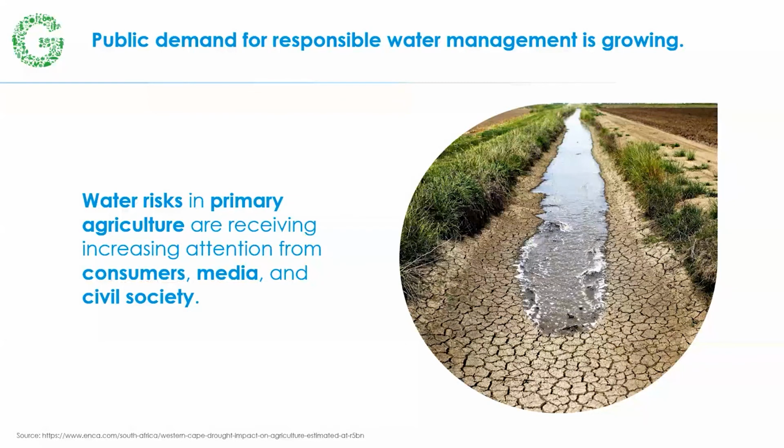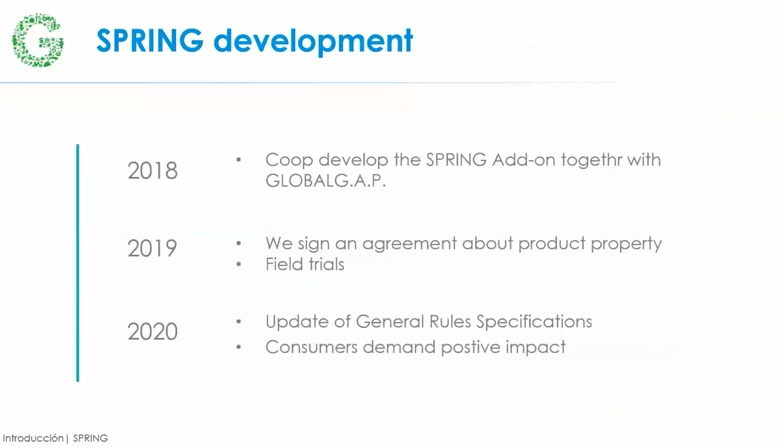That's why we developed something related to water, because in 2018, COOP, the COOP supermarket, a GLOBALG.A.P. member that is really focused on environment topics, developed with GLOBALG.A.P. the spring add-on. This add-on was only for their suppliers. In 2019, in GLOBALG.A.P., we realized that we really need something about water for all the retailers, not only for COOP, because all the retailers start asking for water requirements of their producers.